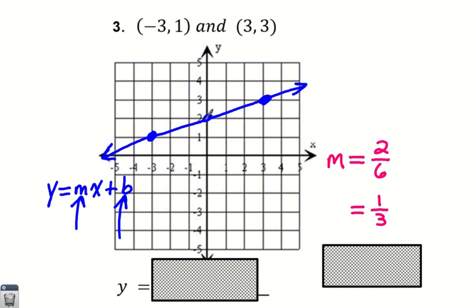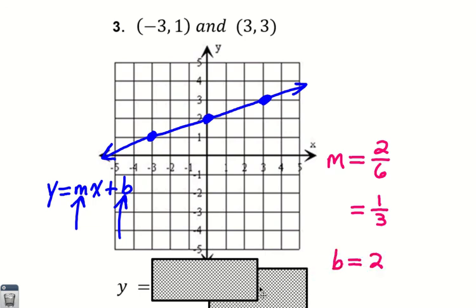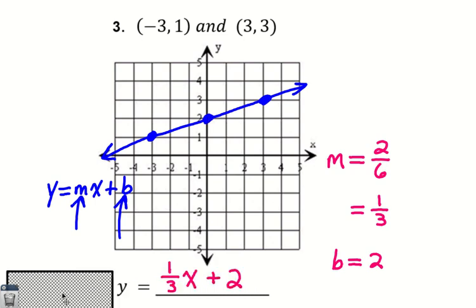Yep, so that was a dot. Up 1 over 3. That helps me find b. That just verifies that my y-intercept is exactly at 2. And so now I can plug into my slope-intercept form and have my final answer of y equals 1/3 x plus 2, because that was my m and that was my b.